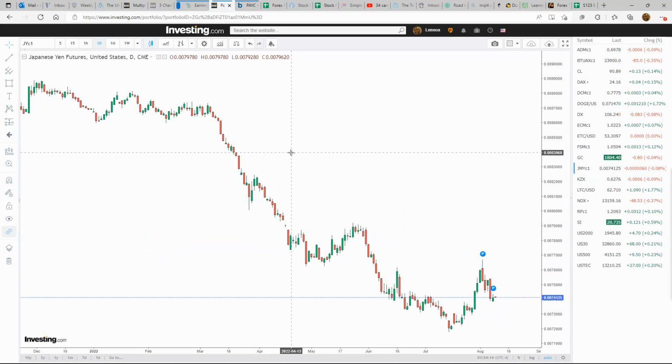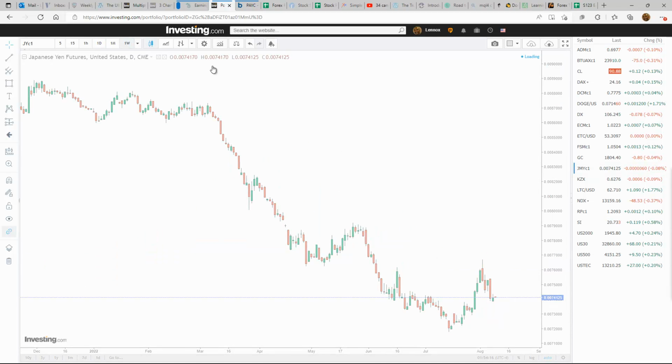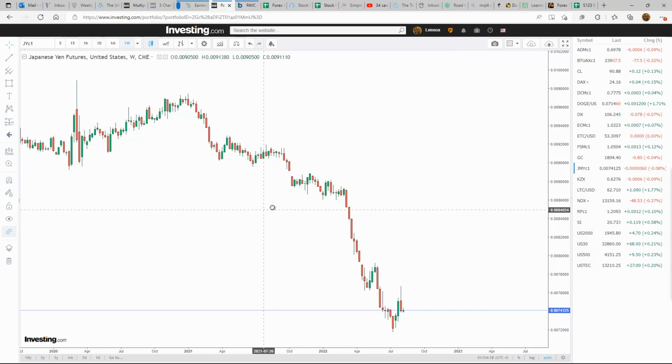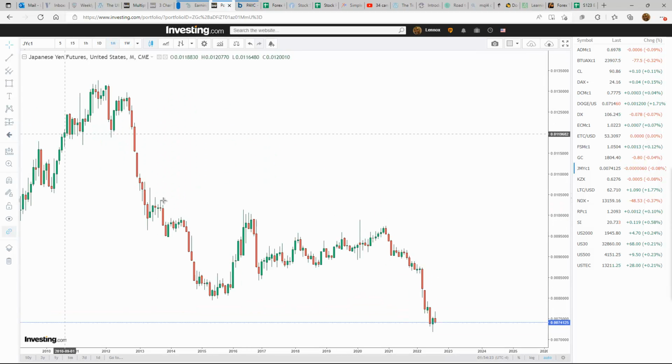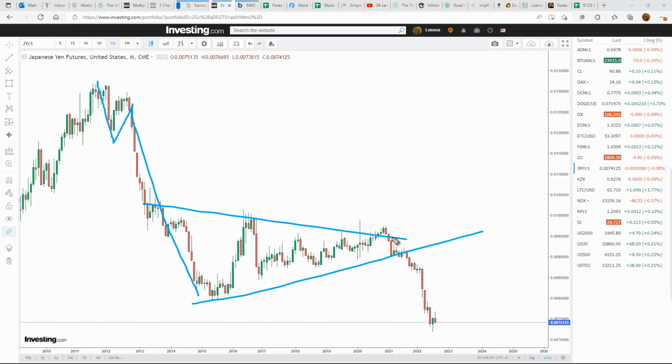Japanese yen on the weekly. Okay, and lots of weakness there. Let's go to the monthly. Yes, lot of weakness overall. You can see we've had this kind of structure and broken through to the downside, similar to what I just showed you on the euro. We get these sideways movements, then we drop through. So lots of weakness in the Japanese yen at this point.